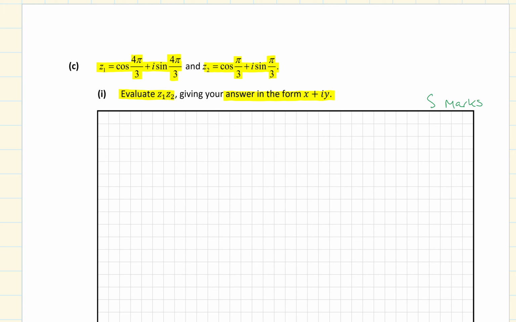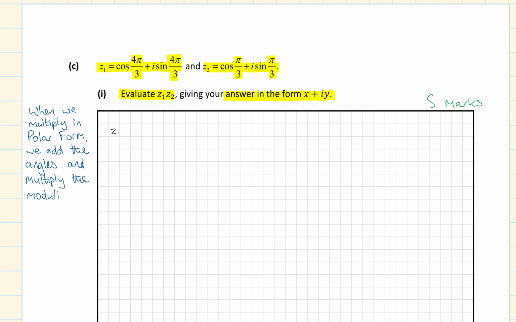So when we multiply in polar form, we add the angles and multiply the moduli. But we've no moduli here, so that's fine.